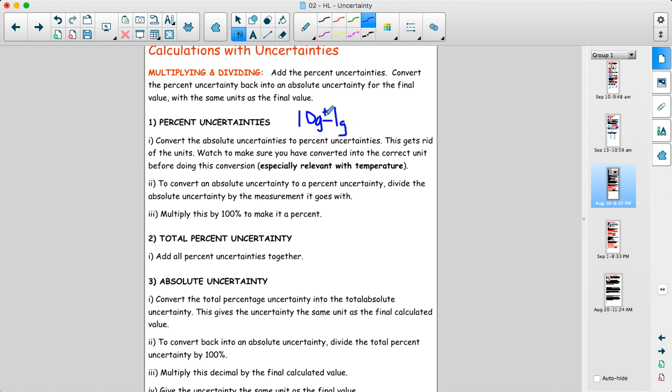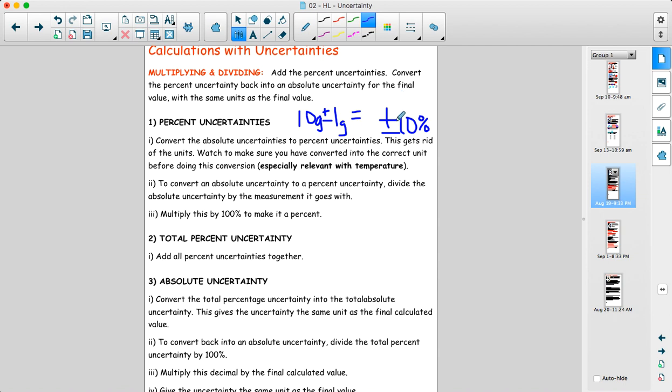1 is 10% of 10. And so this is the same. Instead of saying plus or minus 1 gram, we could also say it's 10 grams plus or minus 10%. And really, those two things mean the same thing. I've got a mass of 10 grams, but I'm uncertain about it by 1 gram, or I'm uncertain in 10% of that measurement. So I convert what's called an absolute uncertainty, where it has a unit, into a percentage uncertainty.